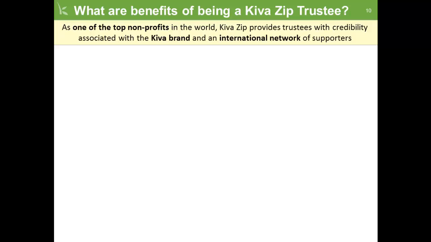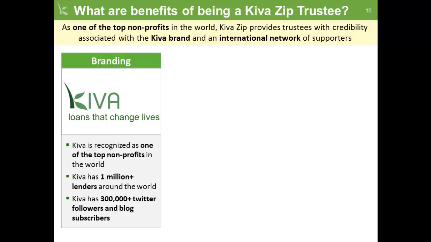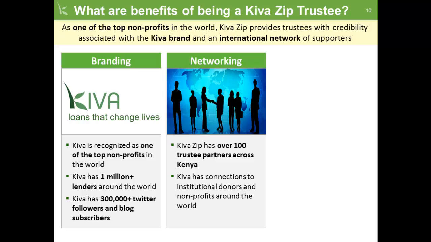So what are the benefits of being a KivaZip trustee? Kiva is recognized as one of the top nonprofits in the world. We have over 1 million lenders and 300,000 Twitter followers and blog subscribers. As a Kiva partner, you gain the credibility associated with the internationally recognized Kiva brand.